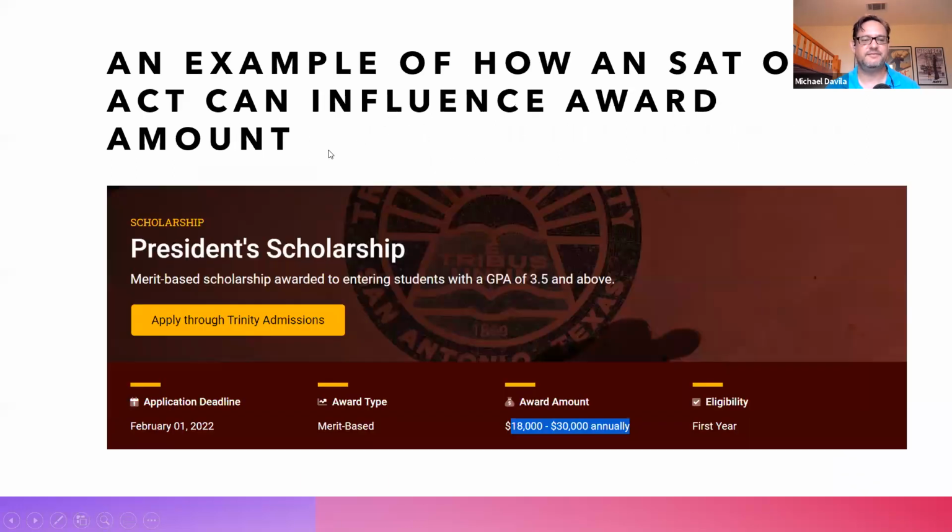Okay. Here's another example of how earning an SAT or ACT score can influence the award amount. And this is Trinity University. So here's a whole different stratum of school. It's a private institution. It's small. It's private liberal arts. It's not a giant public research school. If you have a 3.5 or above, notice there's nothing here about your class rank. It's just your GPA. You could get $18,000 to $30,000 annually.